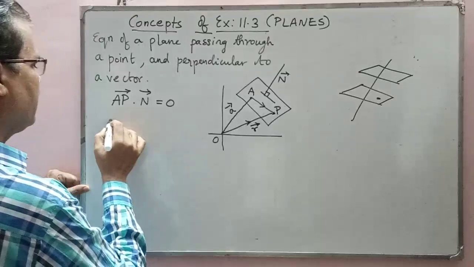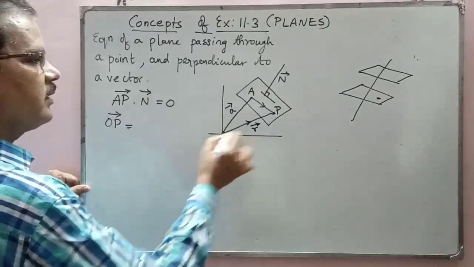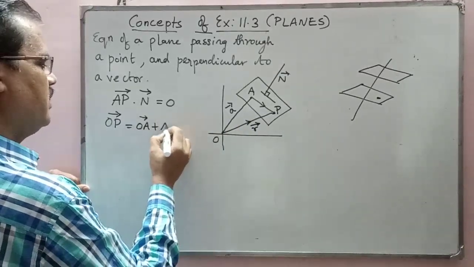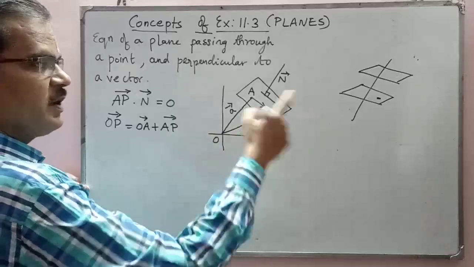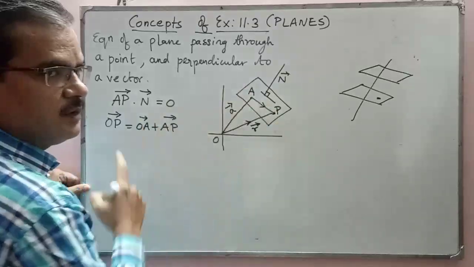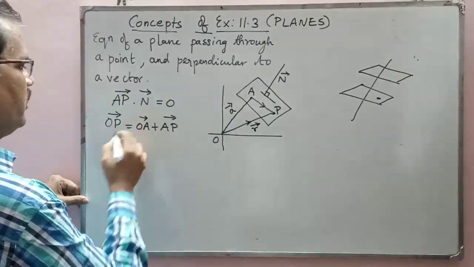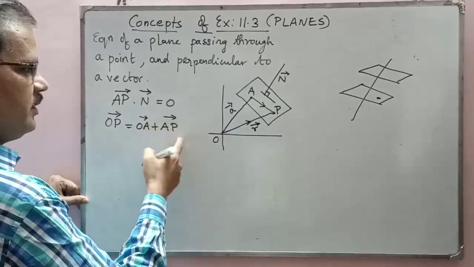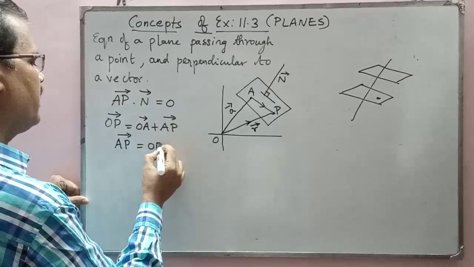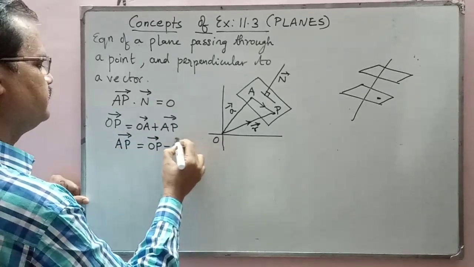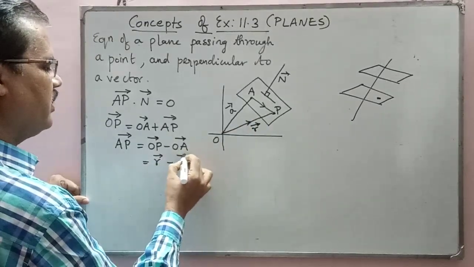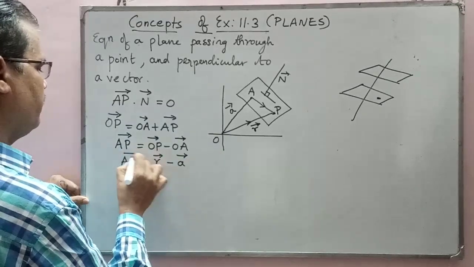Now I go with OP vector. In the triangle, OP vector equals OA vector plus AP vector. Think of P as my friend's house. I start from O and go to P. What is the other way? You have to come through OA and AP. This is a short way to remember. Now I am going to solve for AP vector. AP vector equals OP vector minus OA vector. Now OP vector you have taken as r vector, OA vector you have taken as a vector. This is AP vector.